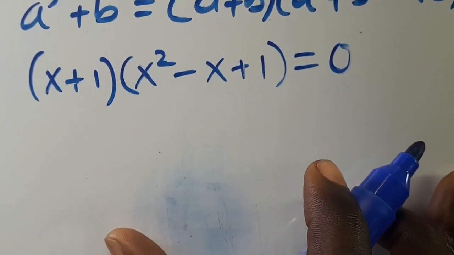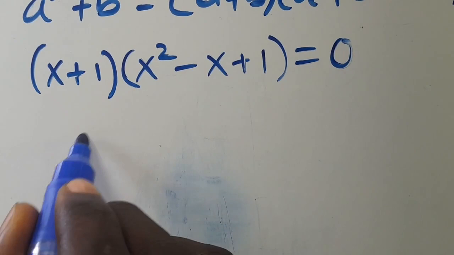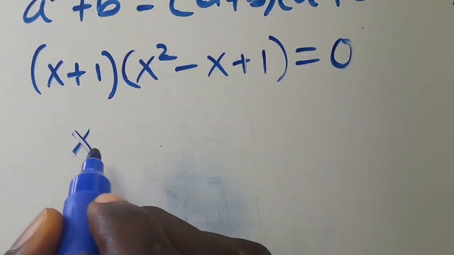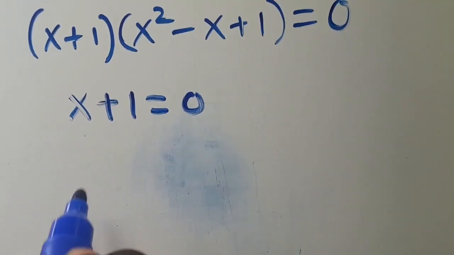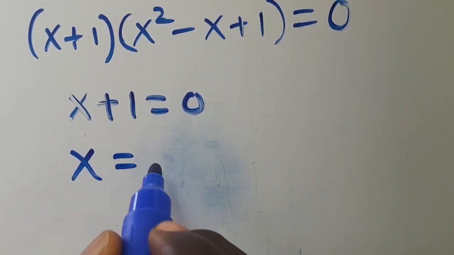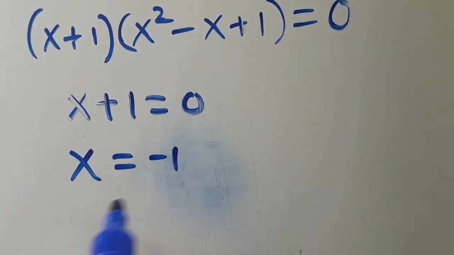So from here, we can see we also have x plus 1 equal to 0, and this implies that x equals minus 1.